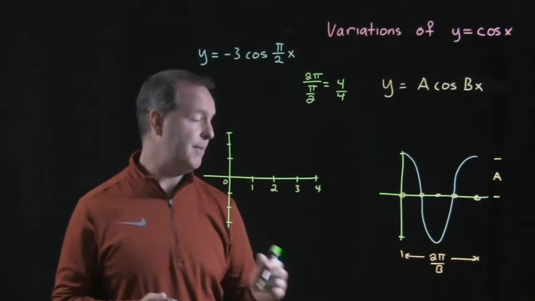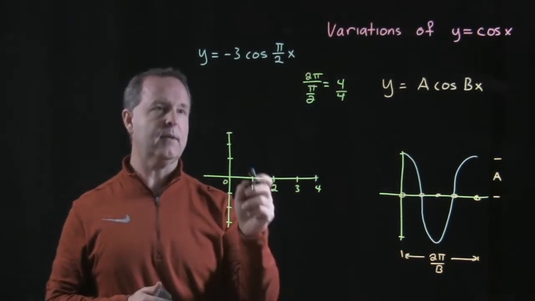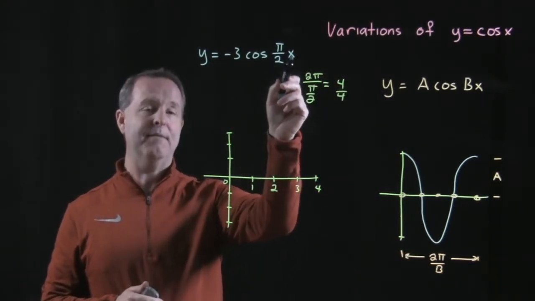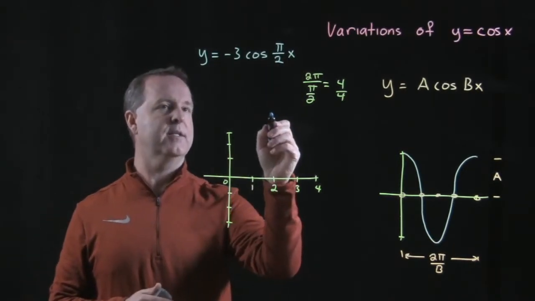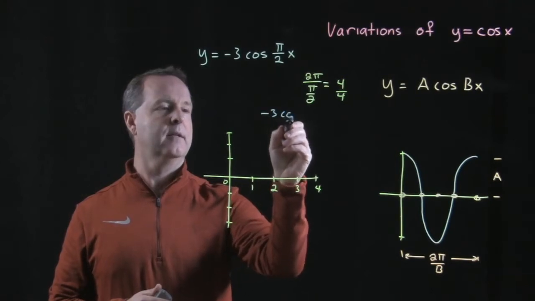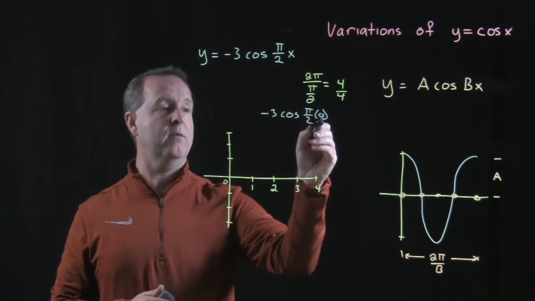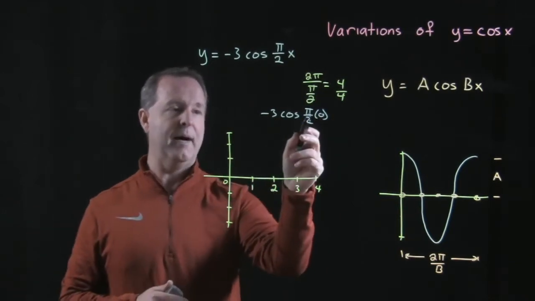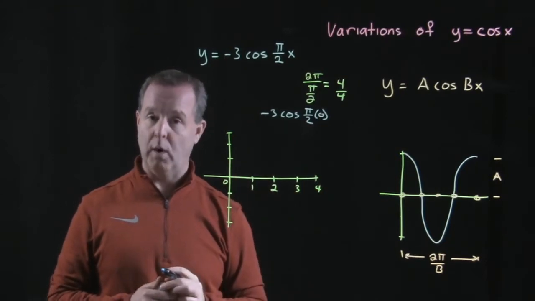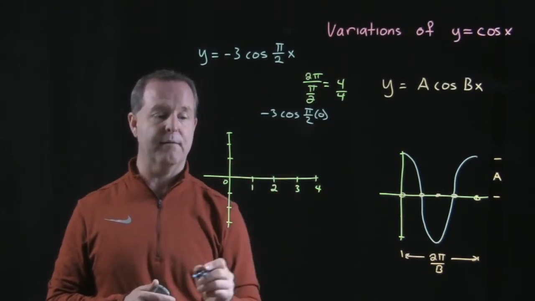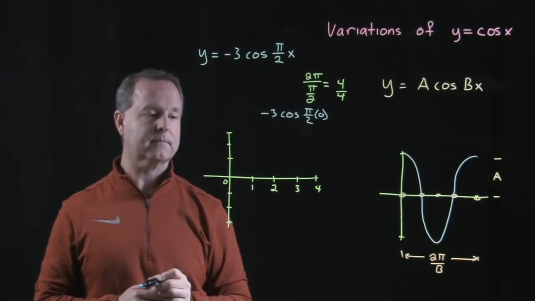So let's find out what happens with the graph at each one of those values. Take the cosine of pi halves times 0. If I were to evaluate that one, just as an example, -3 cosine pi halves evaluated at 0: pi halves times 0 becomes 0. Cosine of 0 is 1. And then 1 times -3 produces my first value right there.